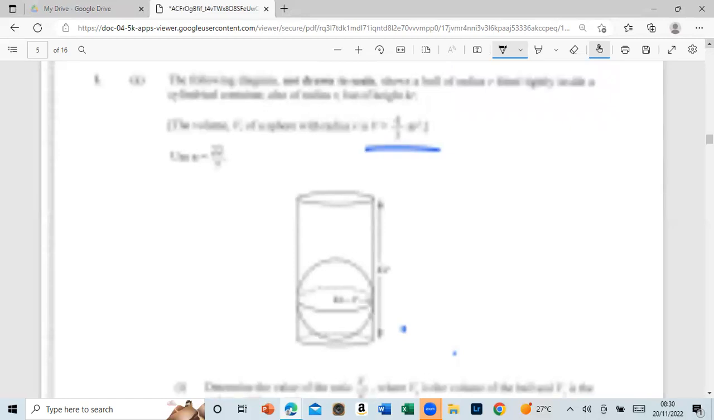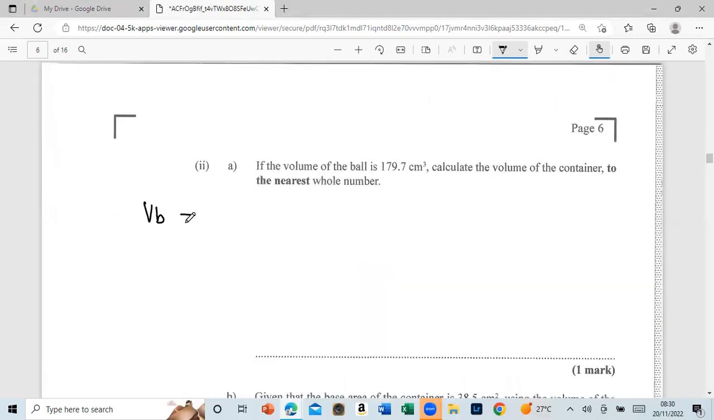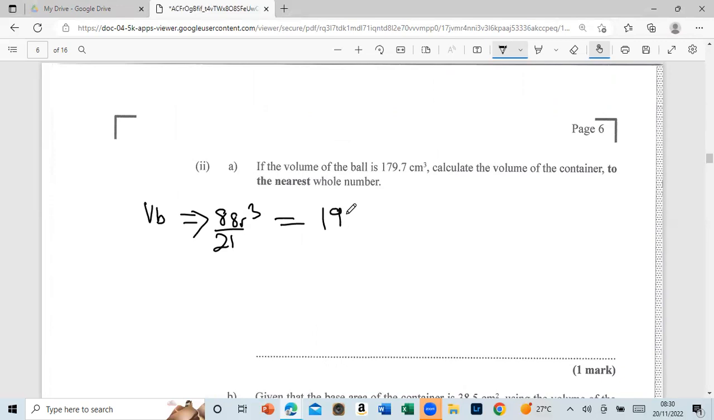It says, what was it? 88 over 21. 88 over 21. Alright, so let's go. So it's 88 over 21 R cubed, and they told us that the volume is equal to 179. This is why I know that you need a calculator to fix up this.